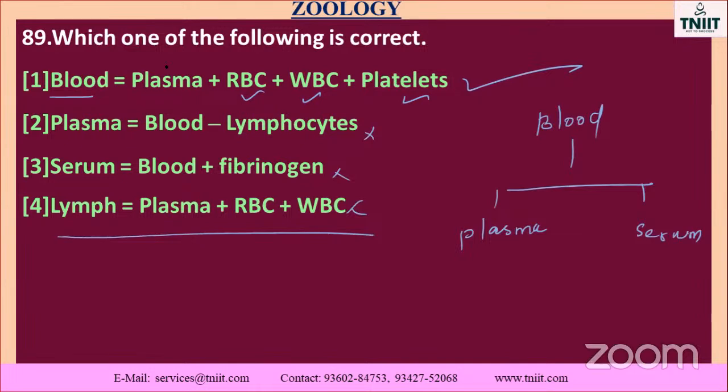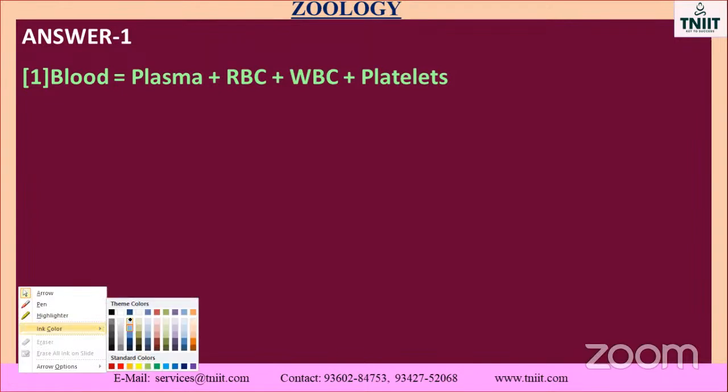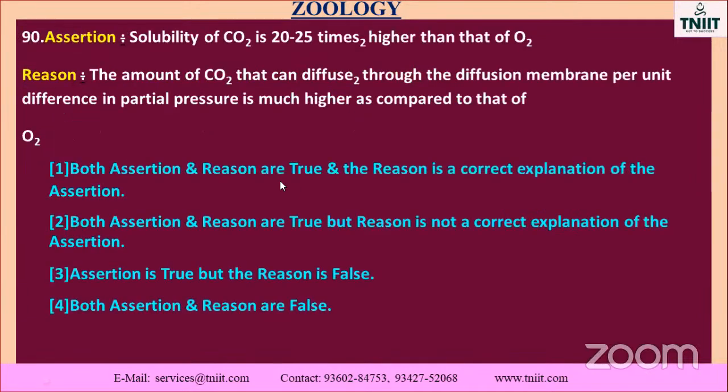Blood, plasma, and how many percentage? 55%. This one is 45%. So total 100%. Don't forget, my dear students. Answer is blood, plasma, RBC, WBC, platelets. These are the composition of the liquid part as well as the solid part. We just saw it, isn't it? This is 55%. This part is 45%. So they are all composed by blood. Okay, my dear, go to the next one.